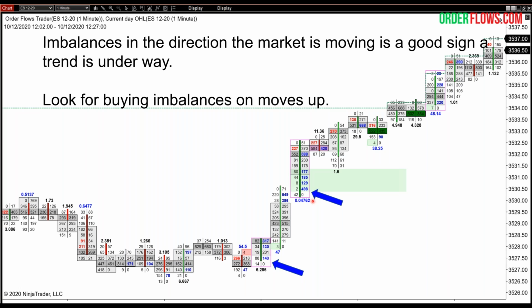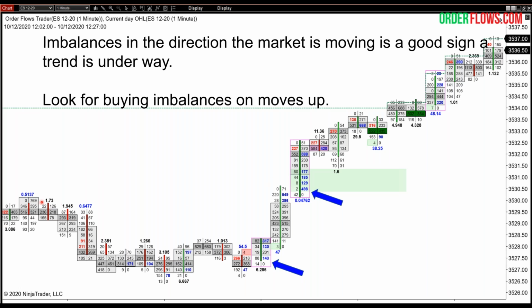So as markets move up, you're going to see imbalances. And that's important because if you're in a trade, if you're long and you start seeing buying imbalances coming in, that's a good sign, right? You're probably going to want to hold the trade longer.